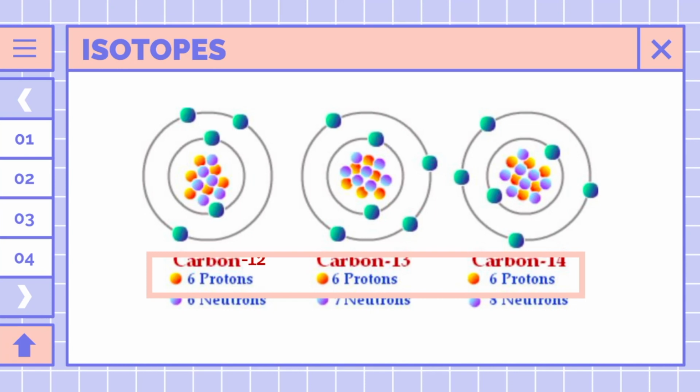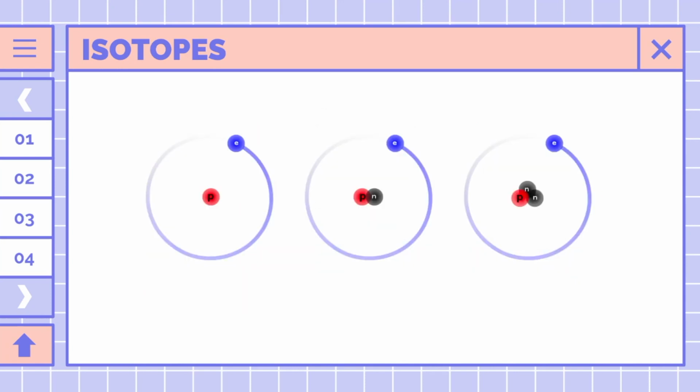Let's look at another one. Now here are some hydrogen atoms, hence the 1 proton. Since there are fewer protons and neutrons, it'll be easier to add up the mass number. Try doing it yourself.